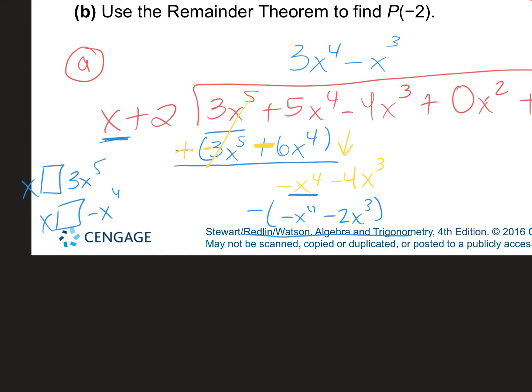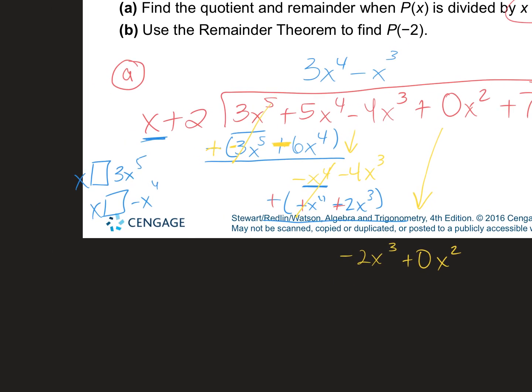And again, before we subtract, what do we have to do? Distribute, distribute, distribute. So change everything. So you have negative 4x cubed plus 2x cubed. That's going to be negative 2x cubed. What happens to your x to the fourths? They cancel. And then what do I bring down? The 0x squared. You have to have a placeholder for what is missing. So again, first term into first term. X times what gives me negative 2x cubed?